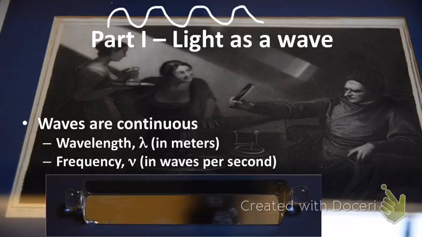He's trying to understand the properties of light. And that's why we know that it's a wave. A lot of what Isaac Newton did helped us to understand that light behaves like a wave.